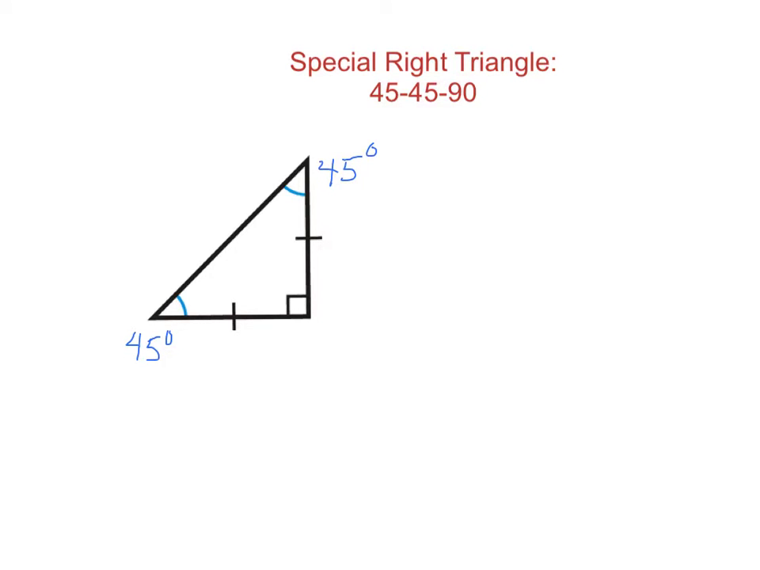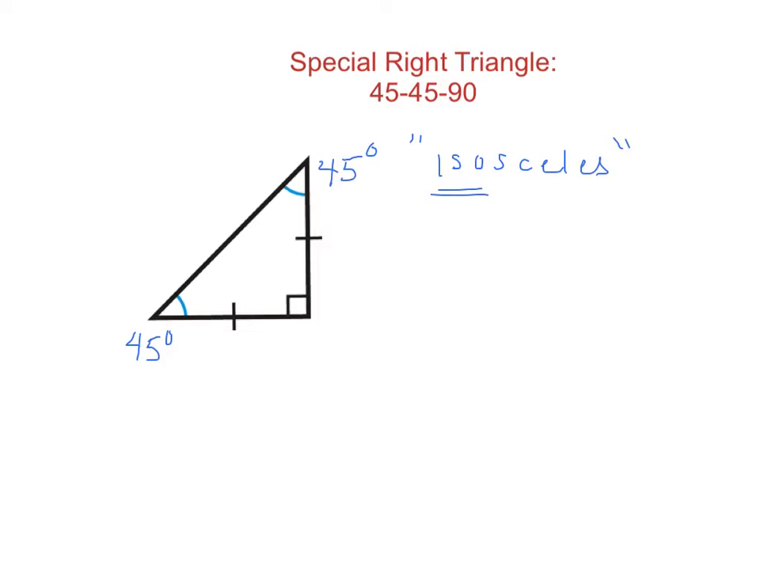And this triangle is also called an isosceles right triangle. And isosceles simply means two sides are the same. And the prefix iso means the same. Alright, what I want to focus on now are the sides and how they relate to one another.